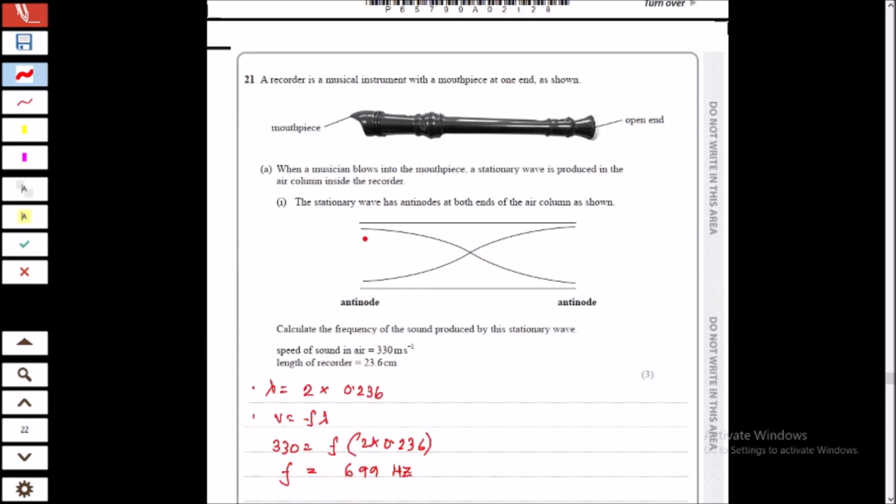A musical instrument. It is open at both ends, therefore we have open ends of the wave at both ends. If it was closed here, the wave would have been closed here. So we have to calculate the frequency. V is equal to f lambda. That is the only equation that we have. We know the speed of sound in air. We just have to know the value of wavelength.